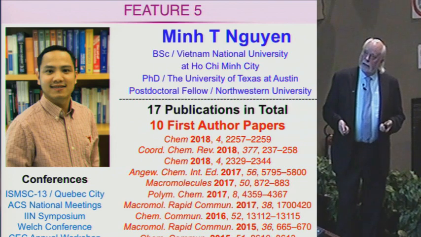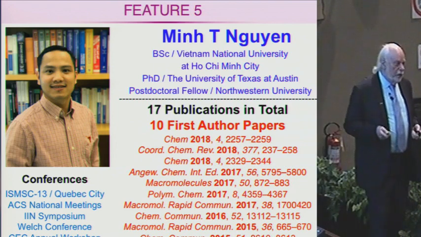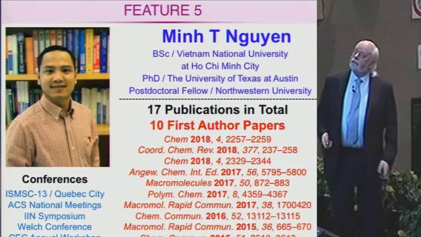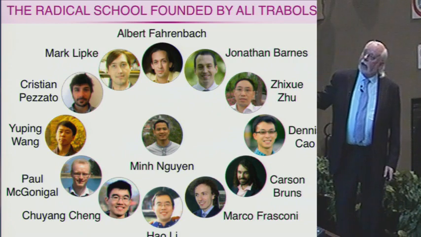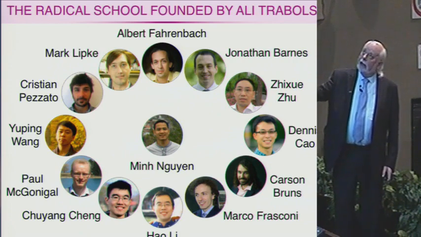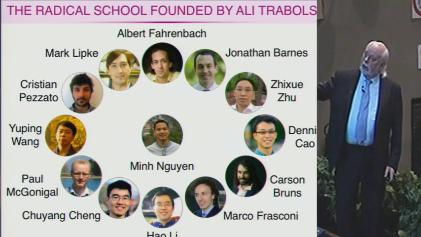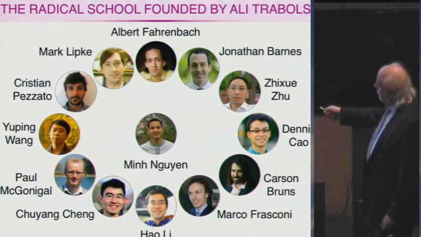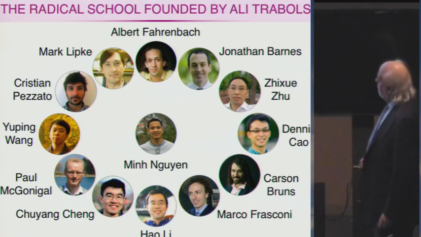creativity. And all of this, I want to get over the general point that if you give young people space, they do remarkable things. Okay, so the Radical School, which was founded by Ali Trabolsi, has given birth to all of these people, including Marco Frasconi, and now I want to speak about the work of Christian Pizzato, who came from the University of Padova.